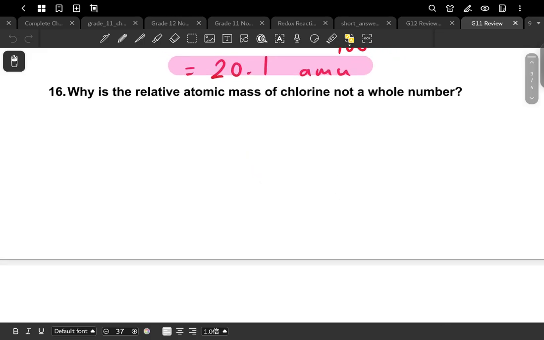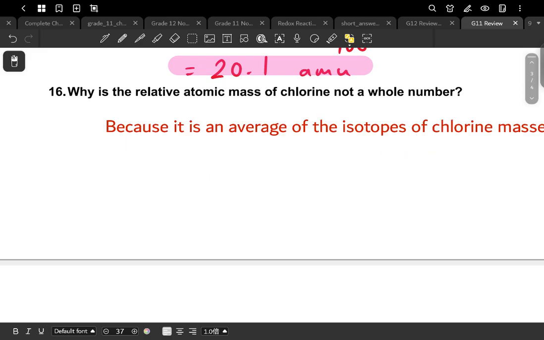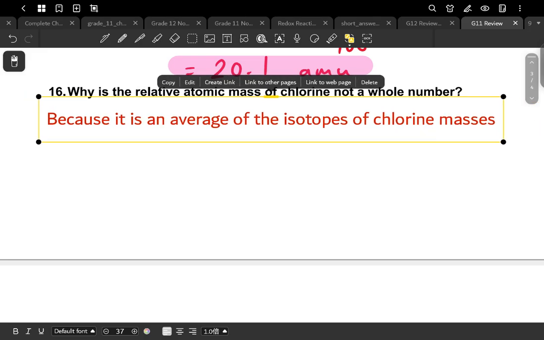Let's write it down again. I was going to copy paste it, but we can write it down again. It's not a whole number because it is an average of the isotopes of chlorine masses. Okay, it's an average of chlorine's isotope masses.